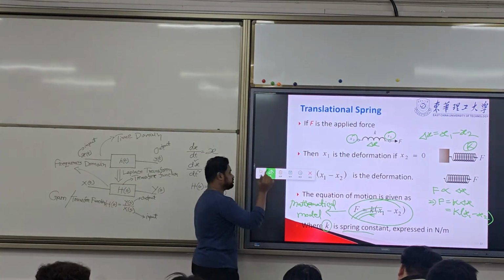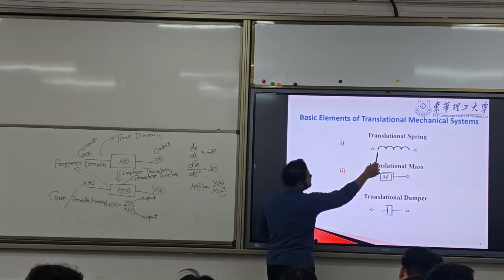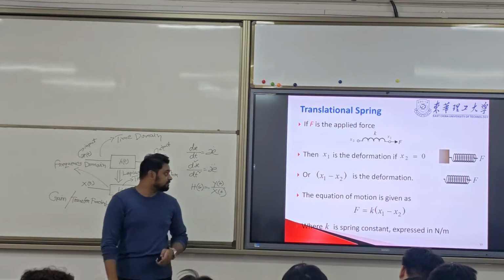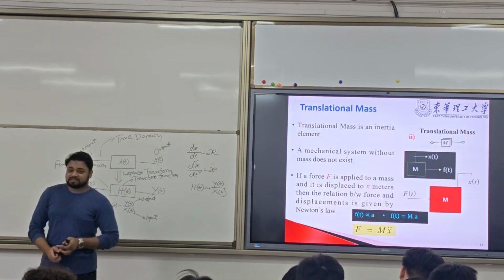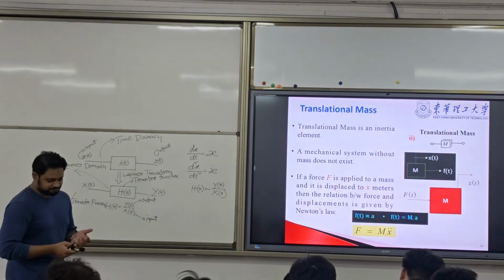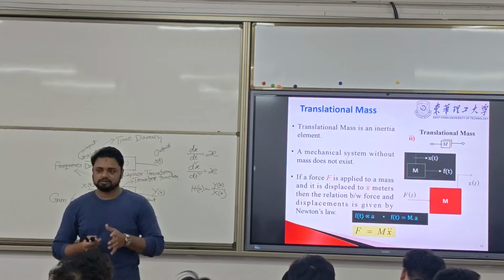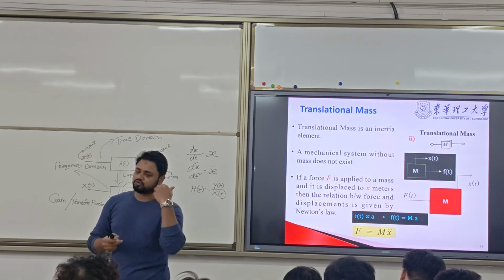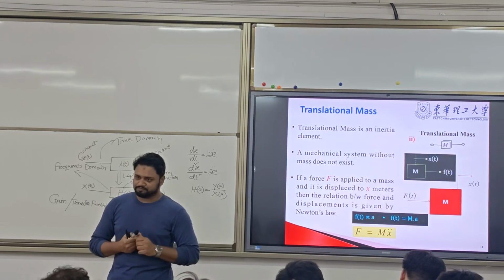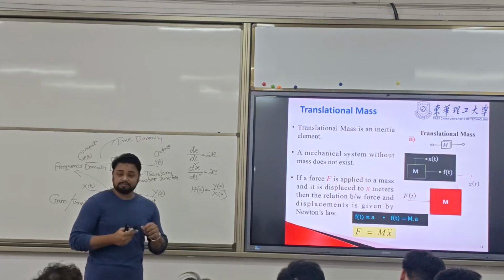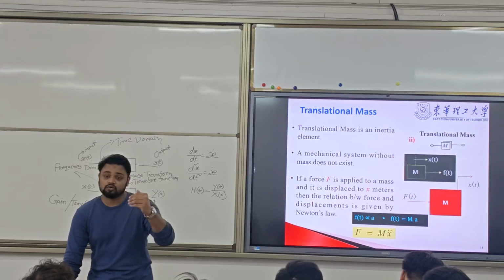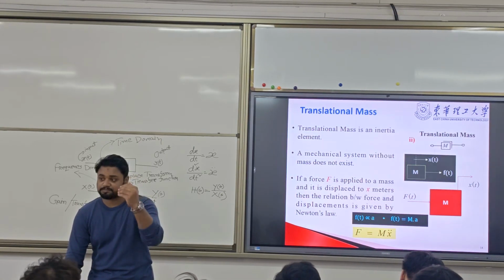This is the first one, what we have seen for the spring. Now let's talk about the second one: the translational mass, or linear mass. Translational mass is an inertia element. Inertia comes from Newton's first law, which tells us that if no force is applied, a static object will remain static all the time. So inertia means it will stay fixed if no external force is applied.